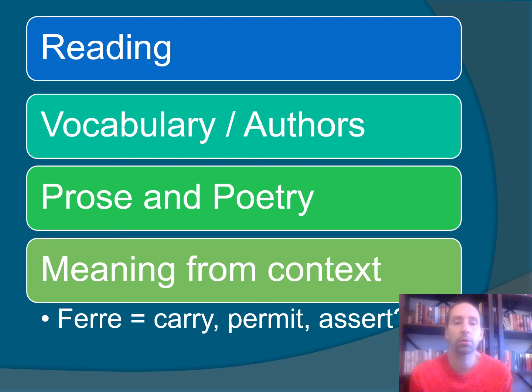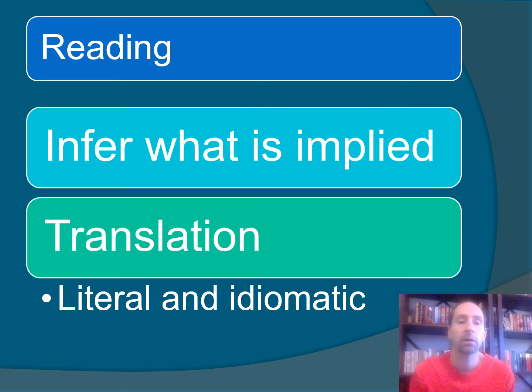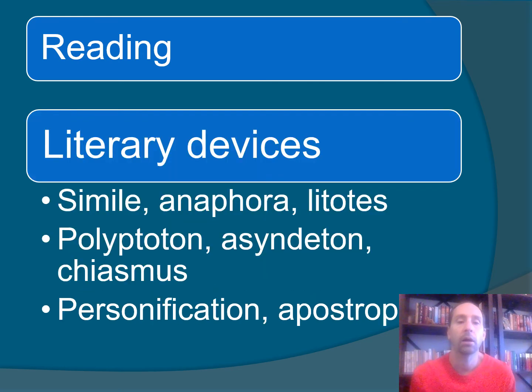Continuing on with reading. Be familiar with vocabulary and authors, and prose and poetry that are common to Latin literature, and also be able to tell meaning from context, like fero, does it mean to carry or permit or assert? Depending on the context, you'll be tested on that. And from reading, they're going to test you on if you can infer from what is implied, and also translation, literal versus idiomatic expressions. And then also be familiar with these literary devices: simile, anaphora, litotes, polyptoton, asyndeton, chiasmus, personification, apostrophe.